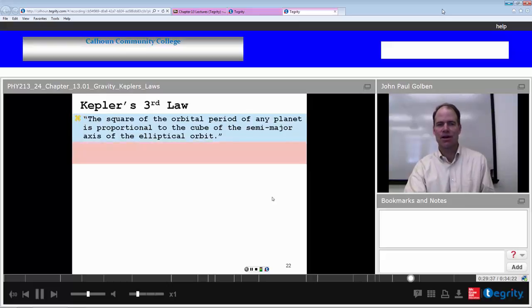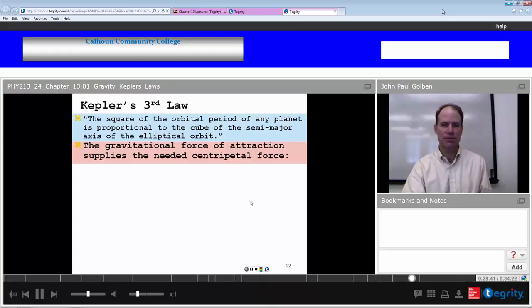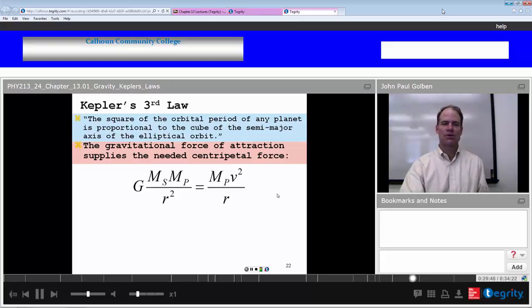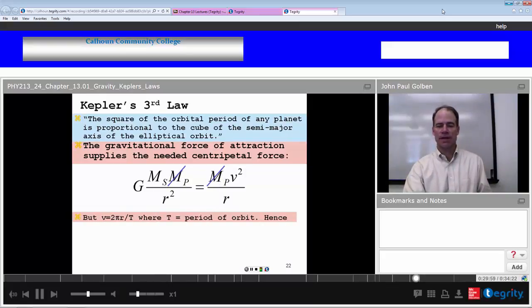Kepler's third law: the square of the orbital period of any planet is proportional to the cube of the semi-major axis of the elliptical orbit. Newton proved this by saying that the gravitational force between the planet and the sun is really responsible for what is close to being a centripetal force. So if I get rid of the planet here, and the planet is going almost in a circular orbit, its velocity would be 2 pi r over the period of the orbit.